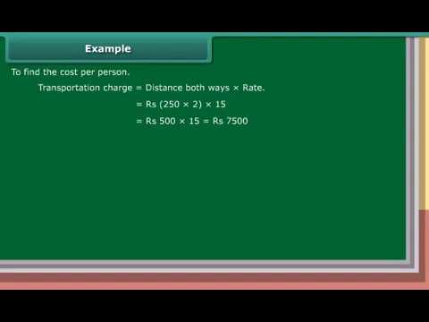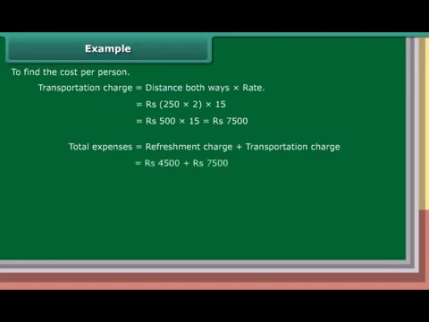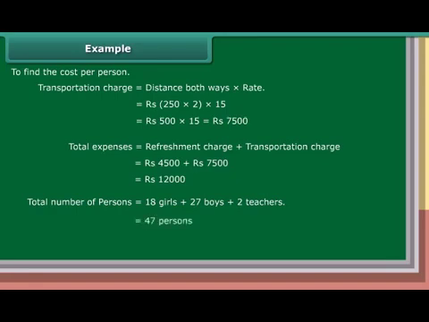To find the cost per person, transportation charge is equal to distance both ways into rate, which is equal to ₹250 into 2 into 15, which equals ₹500 into 15, which is equal to ₹7,500. Total expenses is equal to refreshment charge plus transportation charge, which is equal to ₹4,500 plus ₹7,500, which is equal to ₹12,000. Total number of persons is equal to 18 girls plus 27 boys plus 2 teachers, which is equal to 47 persons. The amount spent for one person is equal to ₹12,000 upon 47, which is equal to ₹255.